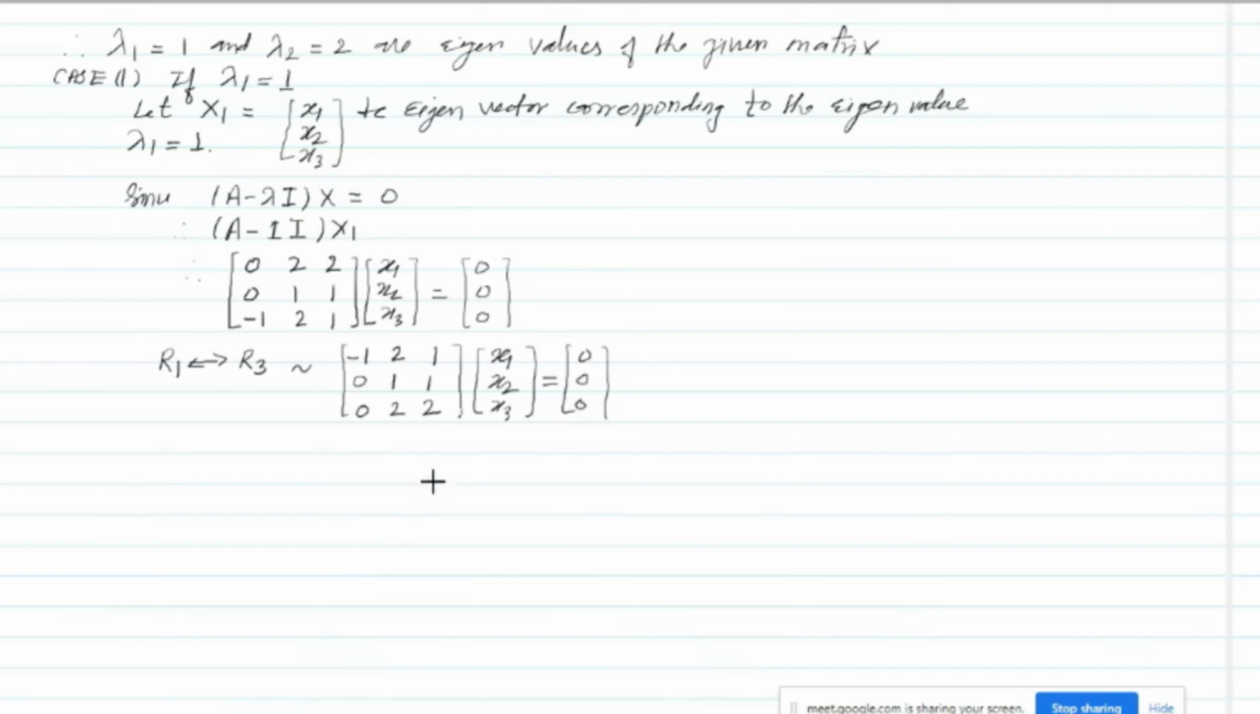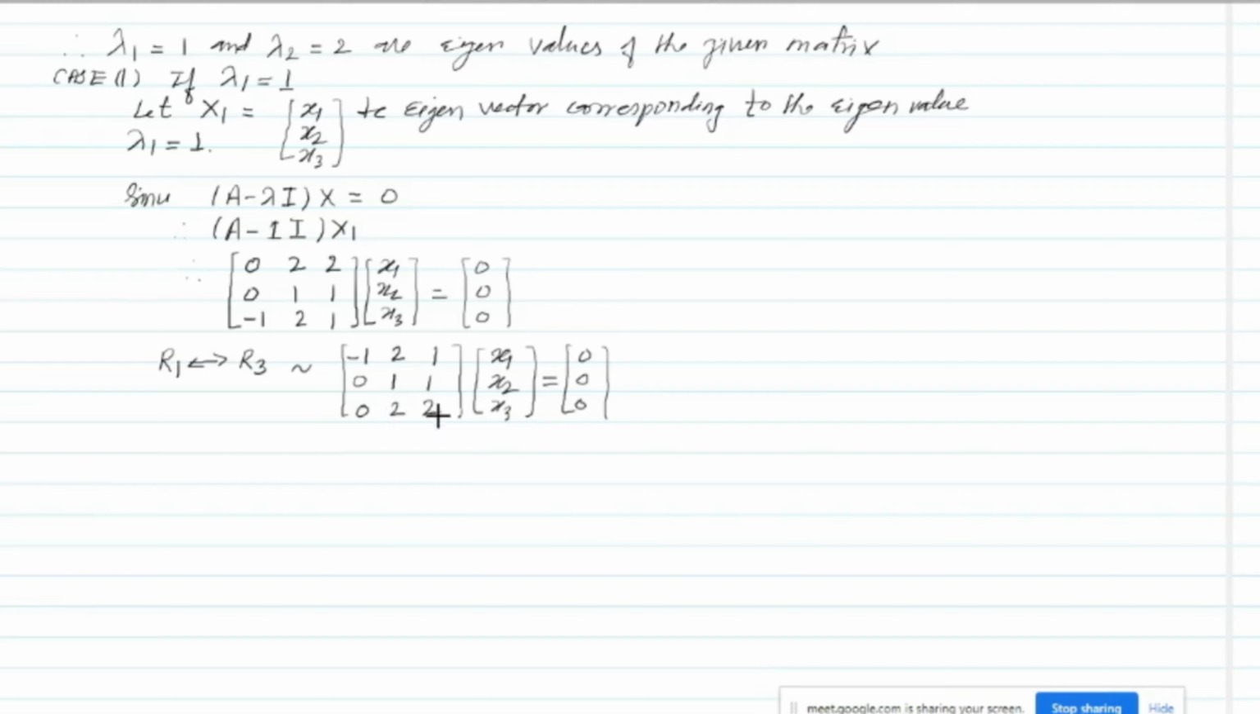Okay, now we will make this matrix into row echelon form. That means the first pivot element is -1 and below it should be 0, and the second pivot element is 1 and below it must be 0.